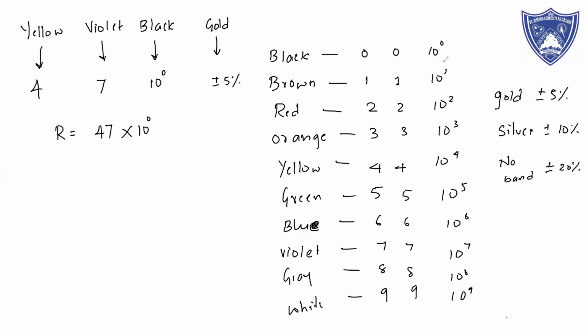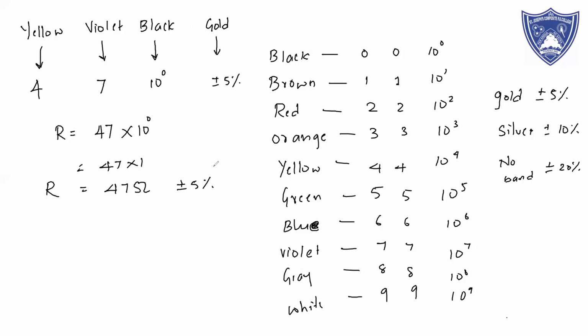What is the multiplier for black? It is 10 raised to 0. And what is the tolerance? We'll write it lastly. So now, what is 10 raised to 0? 10 raised to 0 is nothing but 1. So 47 into 1 will be 47. This is in terms of ohms. The SI unit of resistance is the ohm. 47 ohms with plus or minus 5% tolerance. So this will be the value of the carbon resistor with the color bands yellow, violet, black and gold.